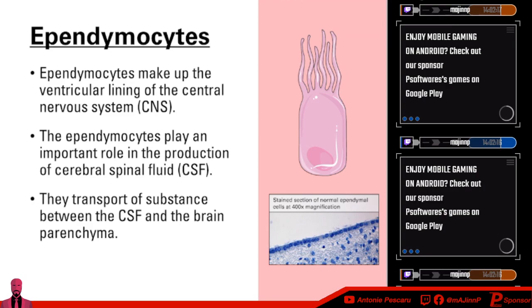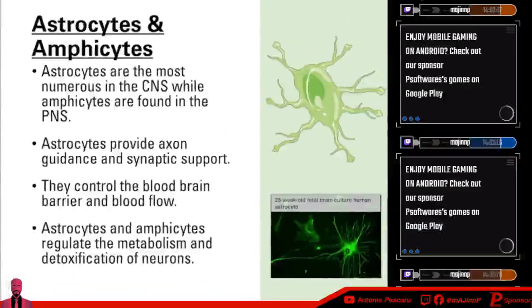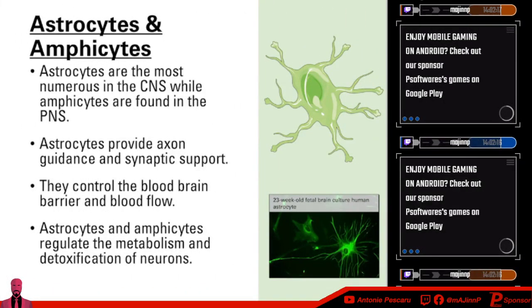And you're going to have the simplified drawing at the top. Moving on to the astrocytes and amphicytes. What you're seeing here is a drawing of an astrocyte, and also the same thing for a photon image of an astrocyte as well. Satellite cells, otherwise known as amphicytes, or the other way around, however you want to put it.